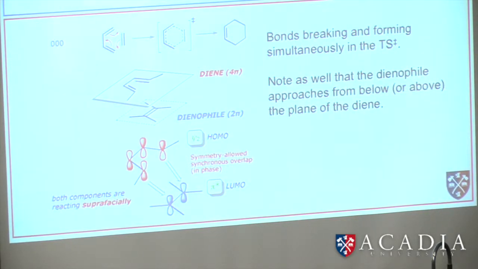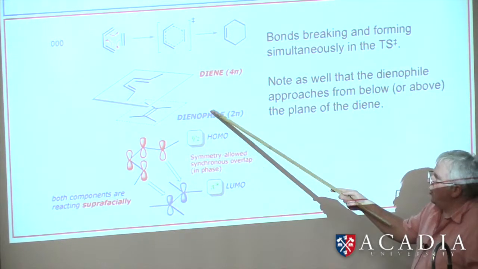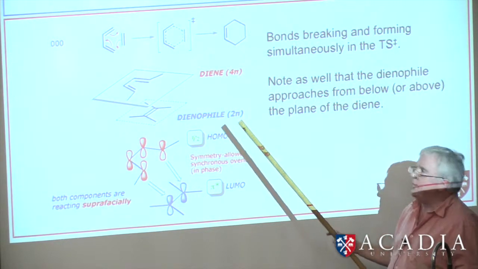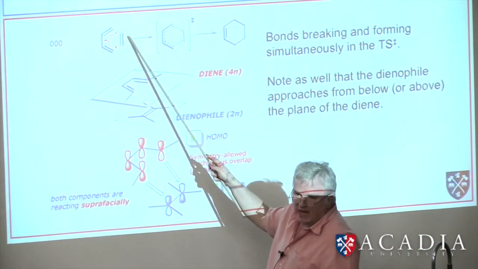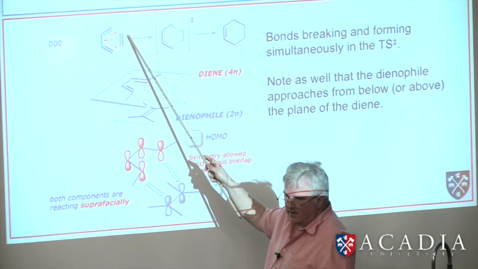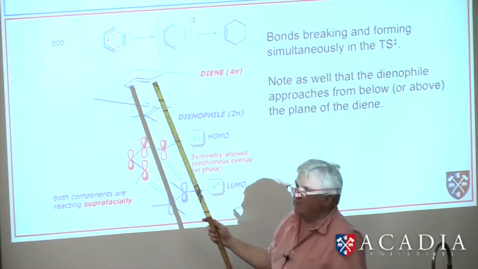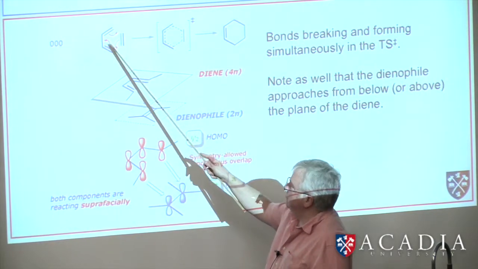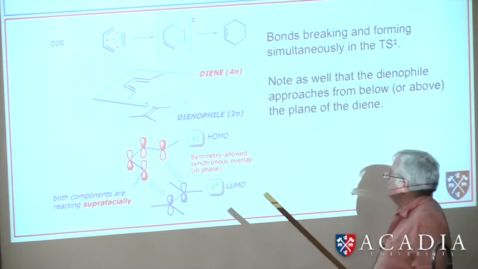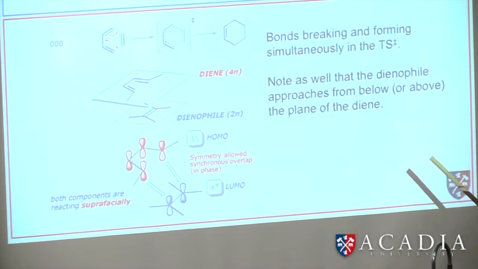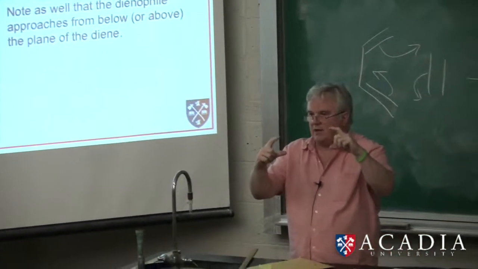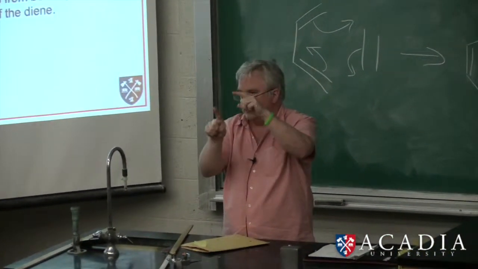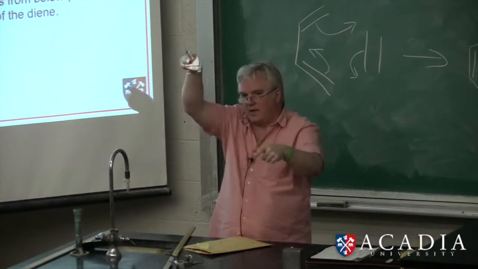As well, I want you to note that the dienophile approaches from below or above the plane. We talk about a diene. This is our diene, and this thing loves to react with diene, so we call it a dienophile. And that's the nomenclature you'll find for these Diels-Alder reactions. We have a diene and a dienophile. And we want to remember that they approach each other like this. They're not approaching each other like this. It's like this, or like this.